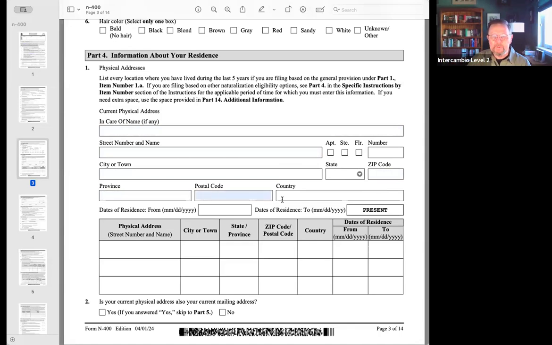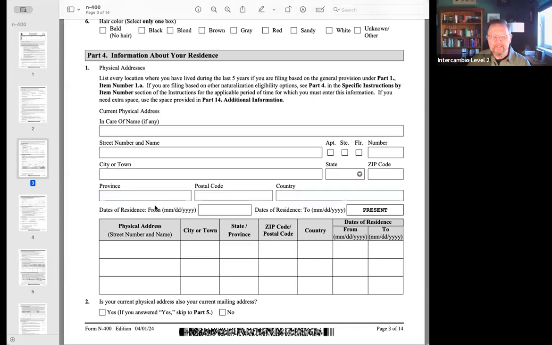Now, this line right here for province, postal code, and country only applies if you're living outside the country. And only in those certain situations where maybe you're working for the US consulate in Manila, Philippines, so you would have a province, postal code, and country. But since it doesn't apply for anybody living in the United States right now, you just put NA, NA, NA here.